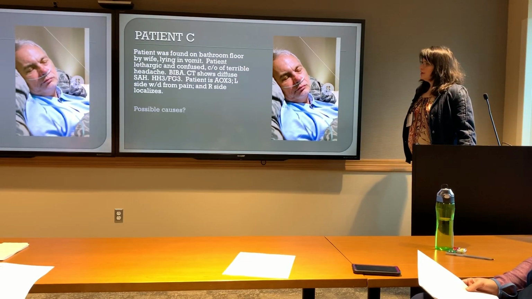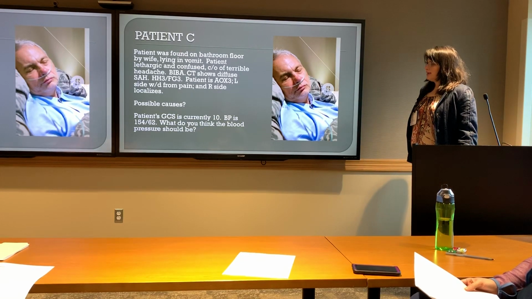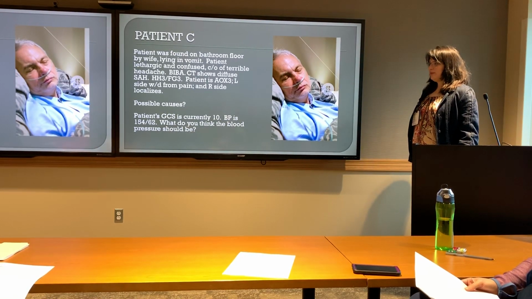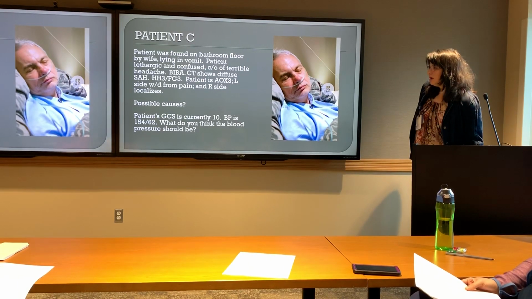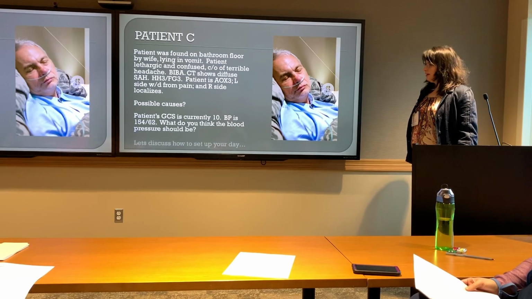So possible causes, again, we talked about this. His GCS is now 10. His blood pressure is 154/62. What do you think the blood pressure goal should be, everyone? One more time. Thank you.